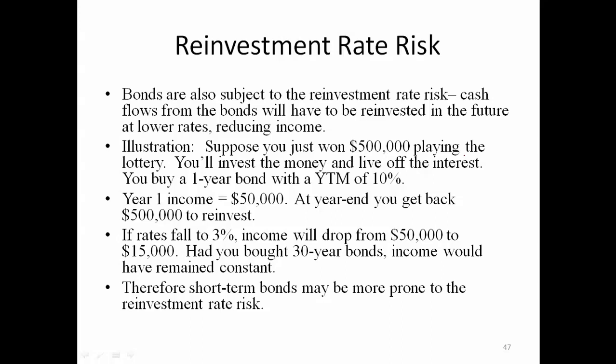In year 1, your income is $50,000, which is 10% of your investment. At year end, the bond matures and you get back all the $500,000 to reinvest. If interest rate falls to 3%, then the income will drop from $50,000 to $15,000. However, had you bought a 30-year bond, income will have remained constant. Therefore, if interest rate drops, short-term bonds have lower interest rate risk, but they can be more prone to the reinvestment rate risk because of the fact that you will have to take your investment back and reinvest the money.